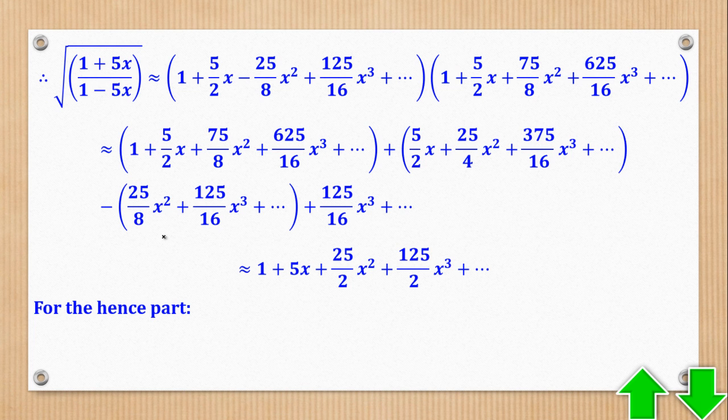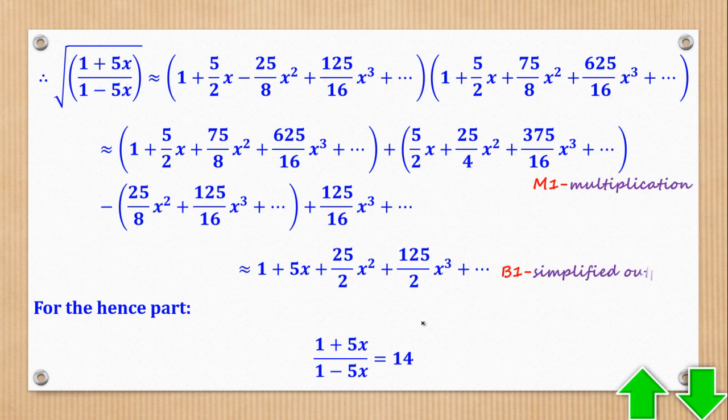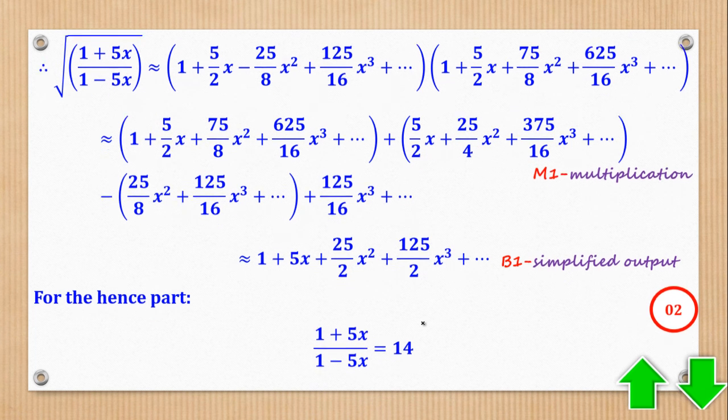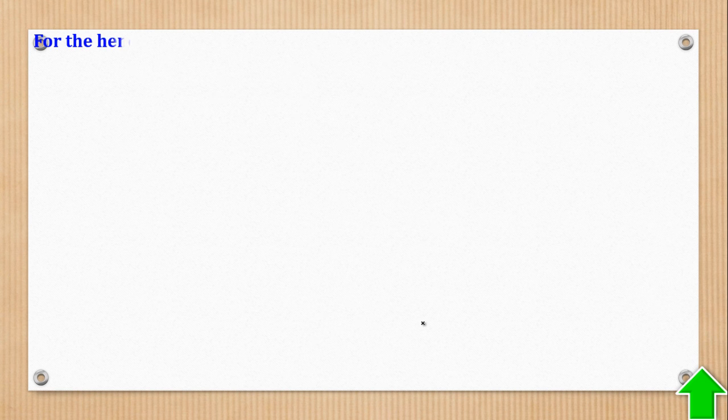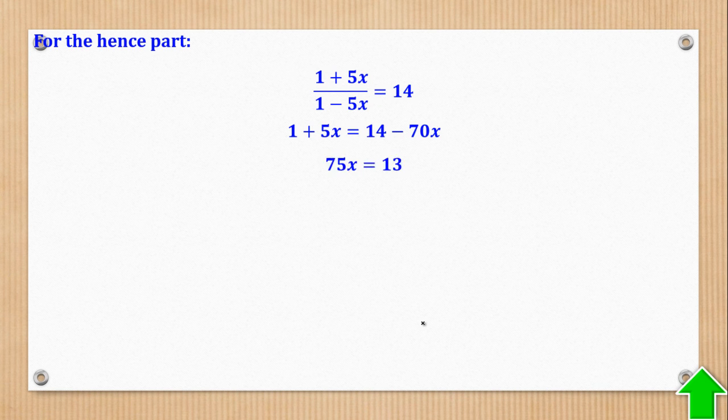Then you can go to the hence part. Hence part, they wanted the square root of 14. So I have to equate this one to 14 and see the value of x to use. So when I cross multiply, I'll come up with the value of x as that.